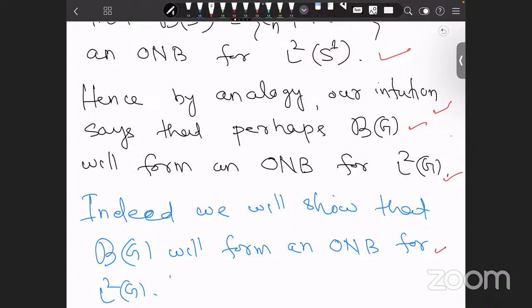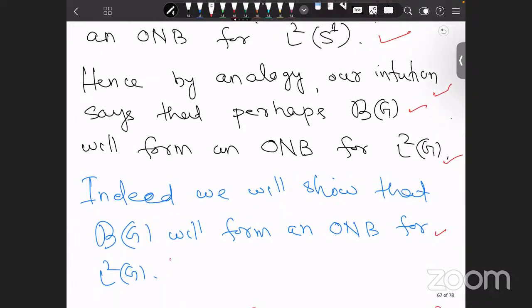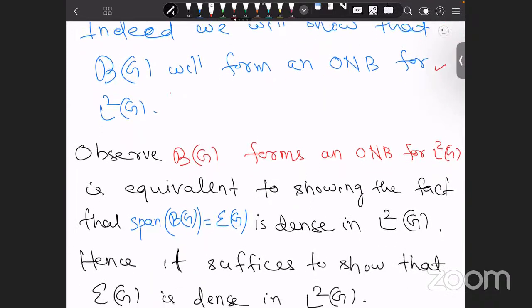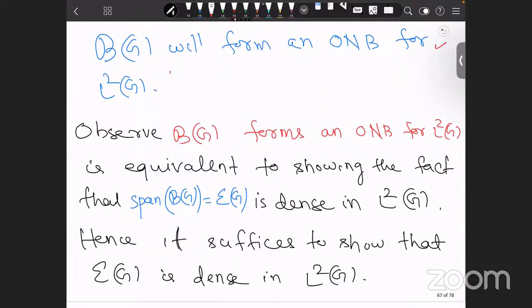So our goal is to show that B_G will form an orthonormal basis. Now, what is the meaning of B_G forming an orthonormal basis of L2(G)? That means that the span of B_G is dense in L2(G). B_G is already an orthonormal set. So B_G forms an orthonormal basis for L2(G), which is equivalent to showing that the span of B_G, that is E_G, is dense in L2(G). If we can show that E_G is dense in L2(G), then we are done. Hence it suffices to show that E_G is dense in L2(G).